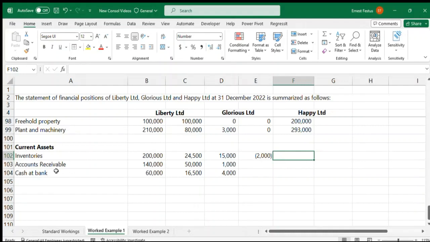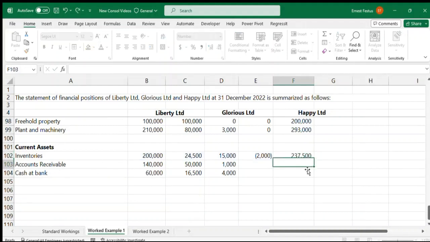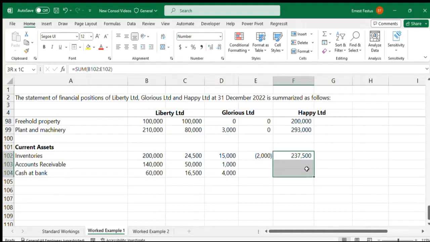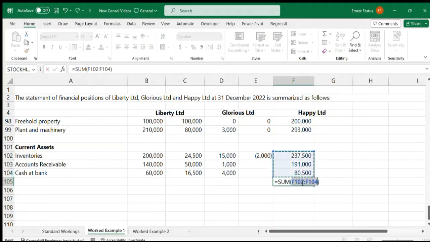There is no other transaction affecting these two items, and so we leave everything like that. So alt equals, and then you can copy my formula down. Okay, and then the total alt equals is that.